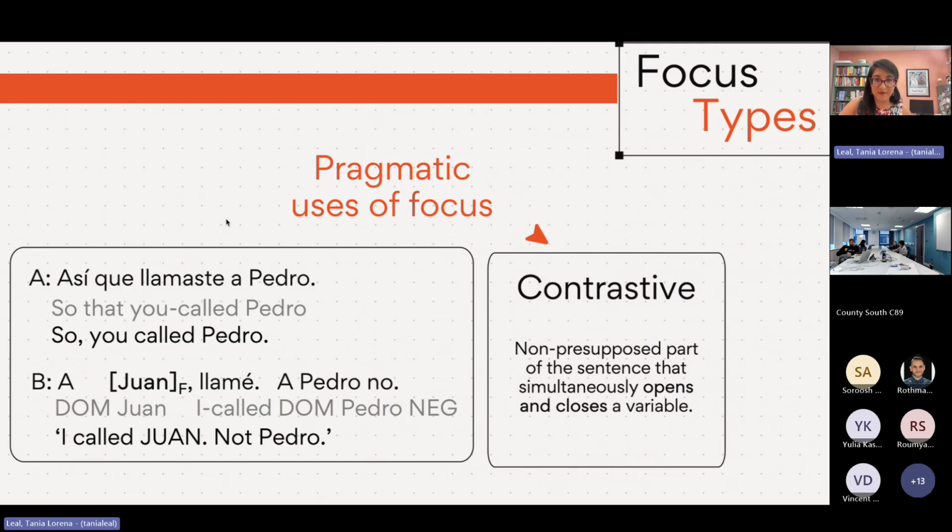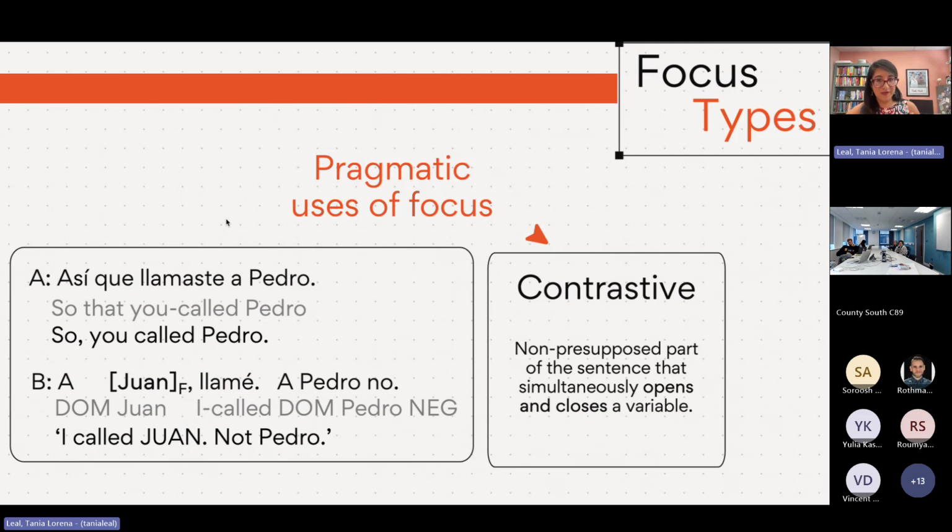Unlike information focus, which, like I said, closes a variable, this one opens and closes a variable at the same time. So if we look at this example, you called Pedro, the answer could be "a Juan llamé, a Pedro no." So even if you don't understand the words, you heard that Juan came with a special little force, right?